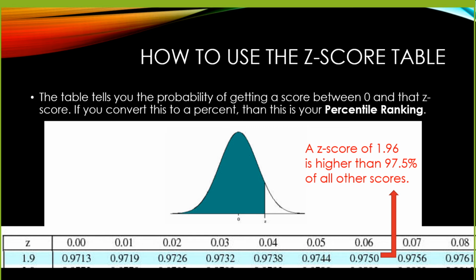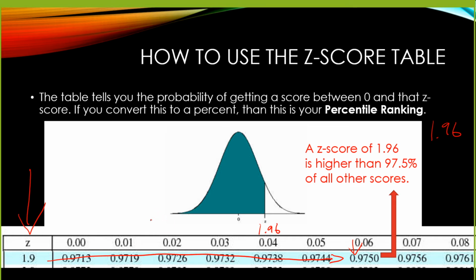So if I had a positive z-score of 1.96, then I would go down our z-score table until I found 1.9, and look down my hundredths table until I get to 0.06. So putting both of those together gives me a z-score of 1.96.